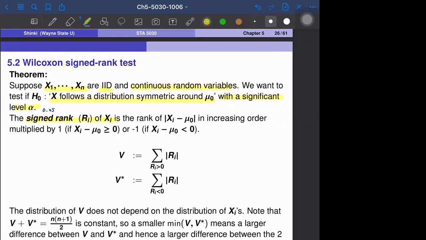The signed rank of X, which we call R sub i, is defined by the rank of the absolute value of Xi minus mu naught. So we take the difference between Xi and mu naught, ignore the sign, and then rank those observations. That is the definition of Ri. But we multiply by 1 if positive and by -1 if negative. So V and V asterisk are defined in this way. In the previous slide we saw that this was 9 and this was 19.